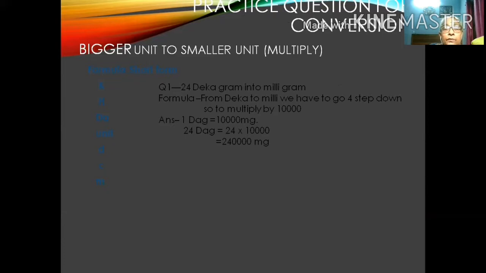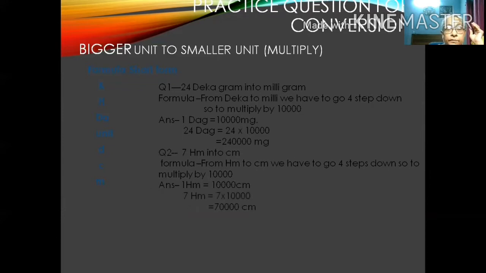The formula is how many steps we are going down. That is from deca to milli. How many steps are we going down? 1, 2, 3, 4 steps we are going down. So we will multiply by 10^4, that is 10,000. 1 decagram is equal to 10,000 milligram. So 24 decagram is equal to 24 into 10,000, which is 24,000 milligram.